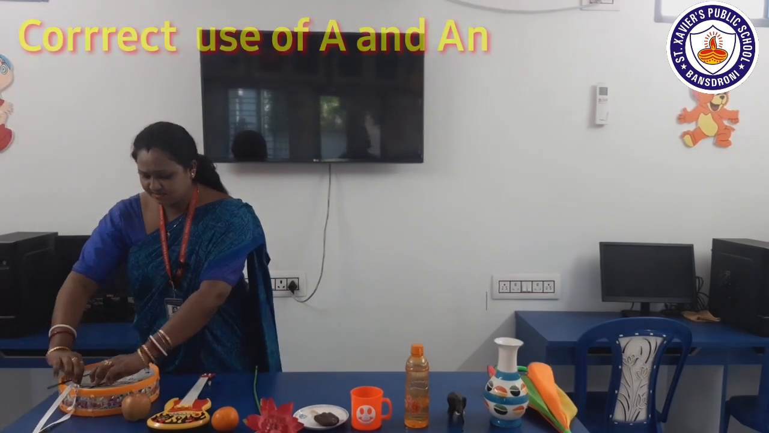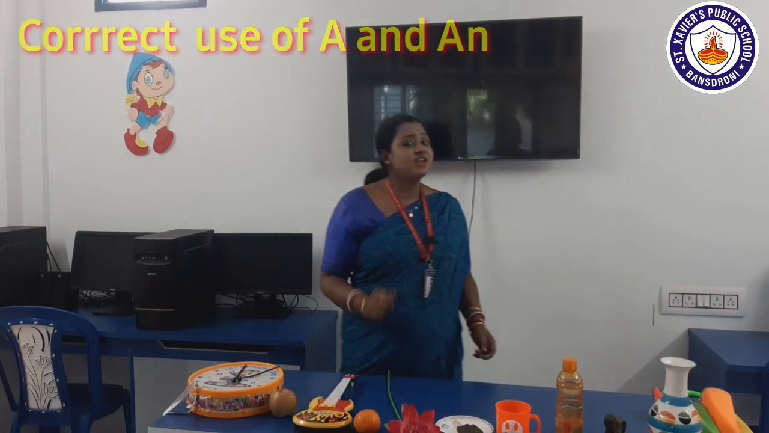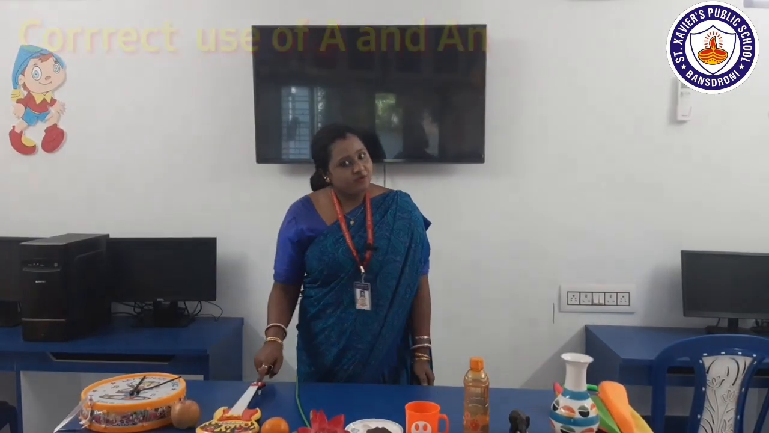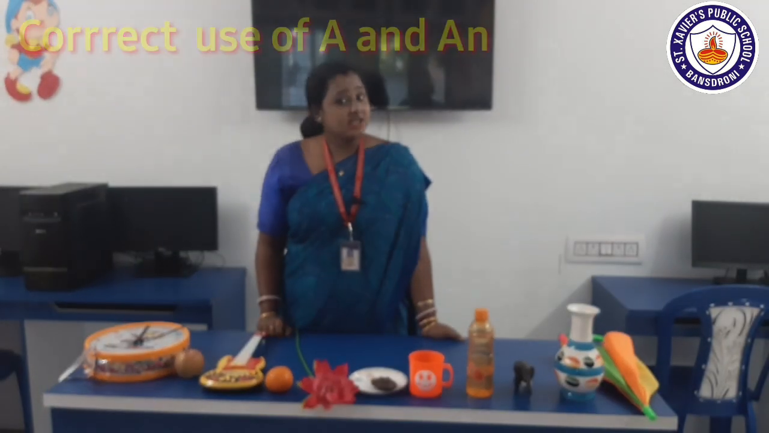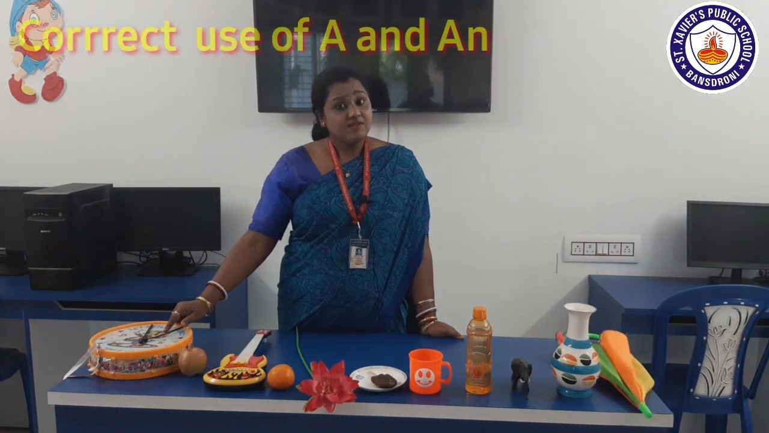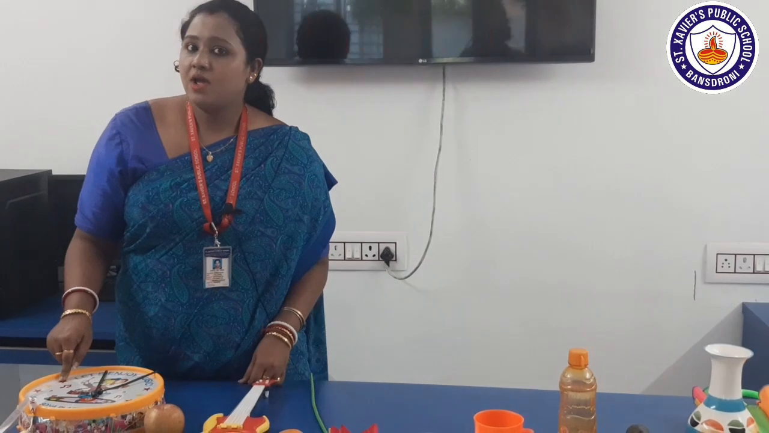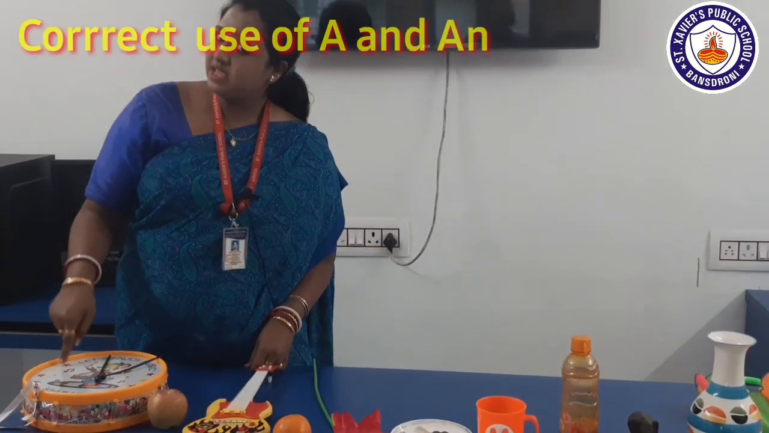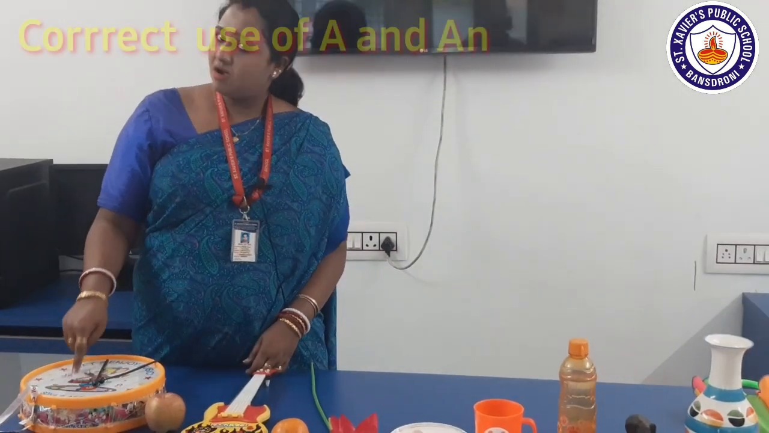See, what is this? You all play with this, I know. This is a drum. So, drum starts with which letter? First of all, tell me the spelling of drum. D-R-U-M, drum. Drum starts with D. D is not a vowel. D is a consonant. So, what will we say? We will say this is a drum. Before words with D, we will write a. So, you will write this is a drum.